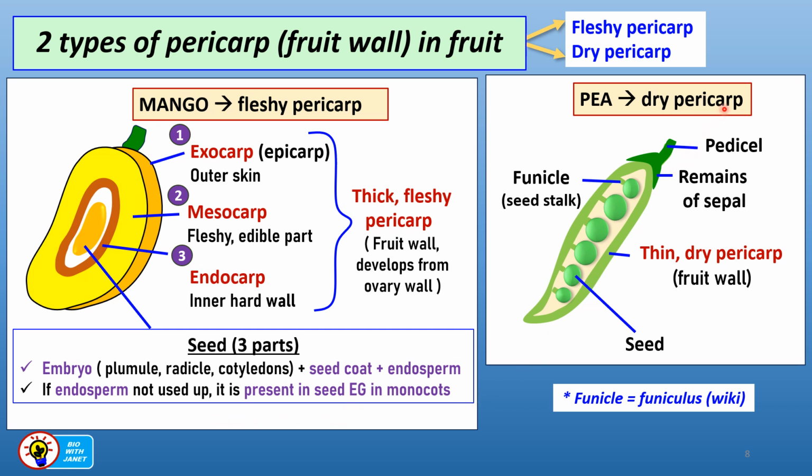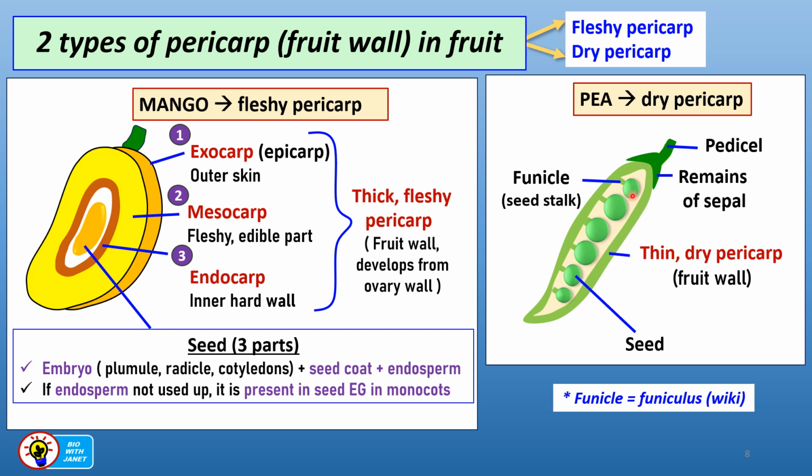Now look at the example of a dry pericarp as seen in the pea fruit. For example, snow peas or other types of peas that we eat in the food that we use to fry. The fruit itself has a thin, dry pericarp, a thin, dry fruit wall.